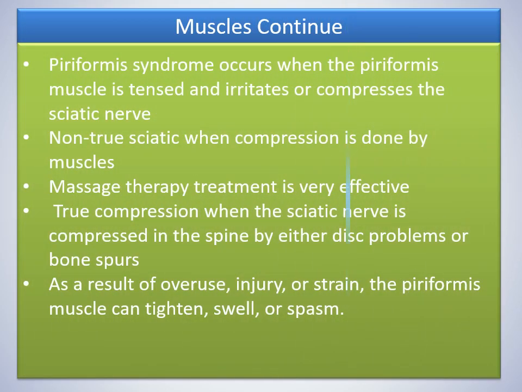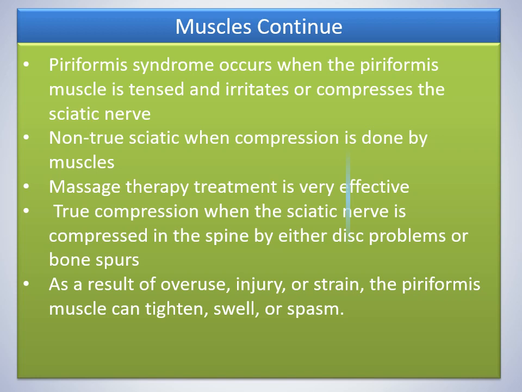As we continue with the muscles, we talked about the piriformis a little bit more, which sometimes we refer to as piriformis syndrome. That occurs when the piriformis is too tense and irritates and compresses the sciatic nerve. The way I refer to that is a non-true sciatic compression, which is done by this muscle. Now, in this case, massage therapy treatment is very effective because you go to the compression done by the muscle and release the tension on the piriformis, taking that pressure away from the sciatic nerve.